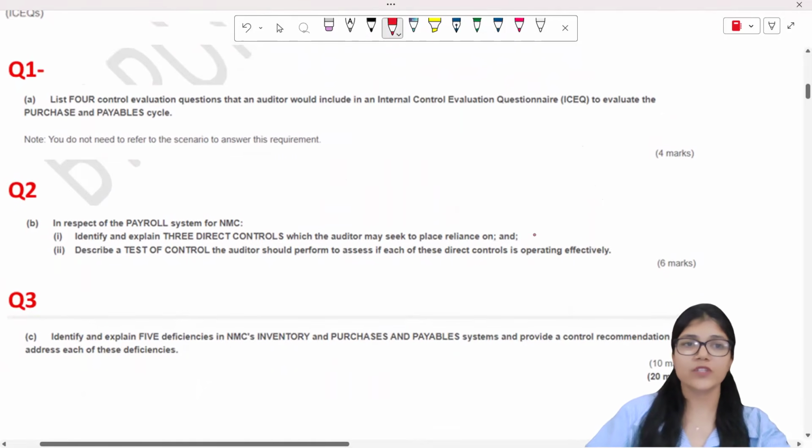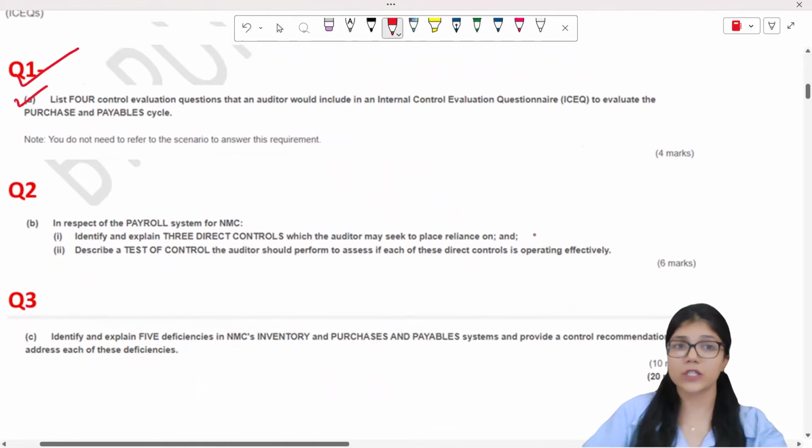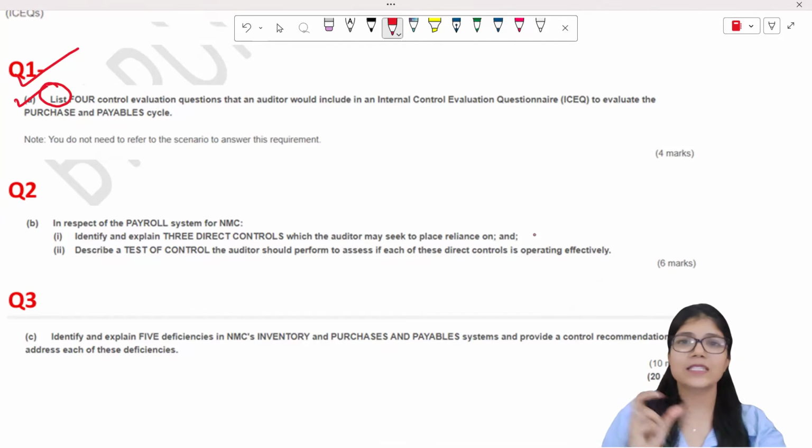So let's read the first requirement. First requirement says list. Okay, so now they are saying list. That means you do not have to explain anything over here, because the verb is list. It's very essential for you people to understand these verbs. There's a difference between describe, review, analyze, inspect, list, explain, all of these verbs, right? So list basically means that you just need to list 1, 2, 3, 4. You don't need to explain them.